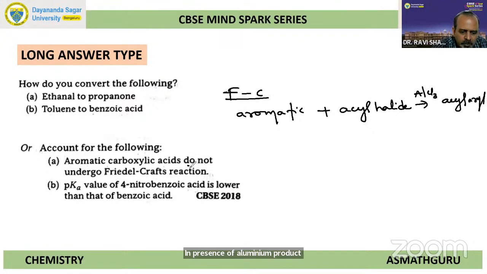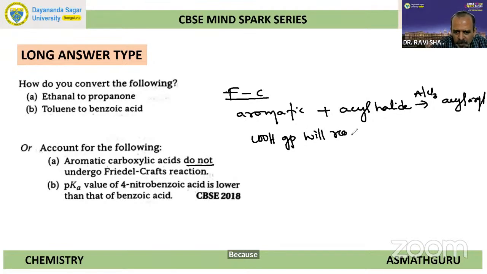Why does it not give an aromatic carboxylic acid? Because the COOH group will react with aluminum chloride. It should not react, so it will not give the product.